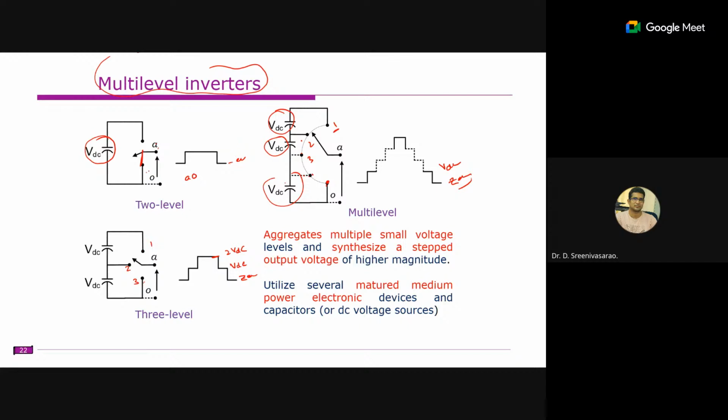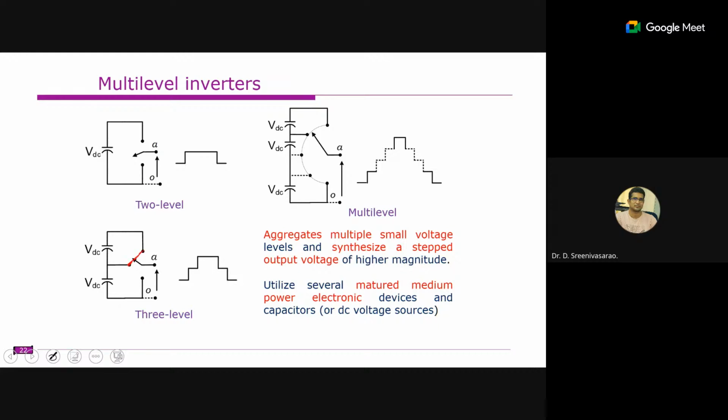If you compare these waveforms, this one is closer to a sinusoidal waveform, and this one is a much better approximation of a sinusoid. When you produce a sinusoidal waveform, the THD will be very low. We can also easily integrate to the grid, and it reduces the filter requirement. The good thing here is that we are using small voltage steps. For example, this converter is of 2 VDC rating, but we are using only small DC sources.